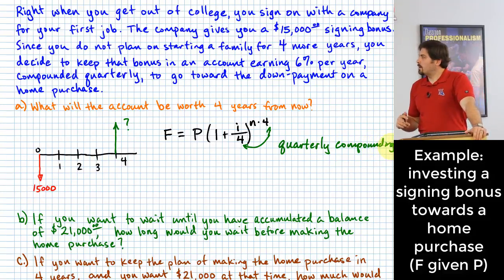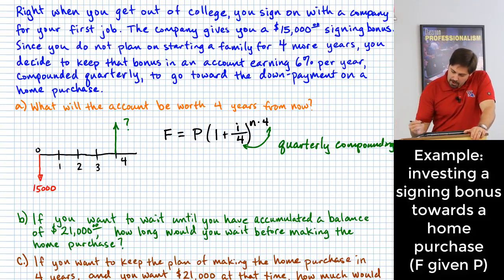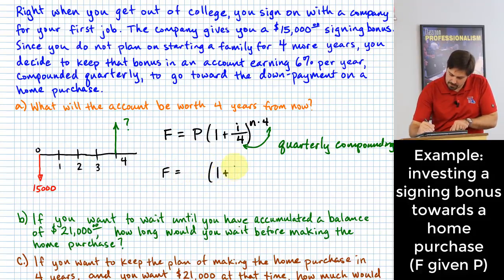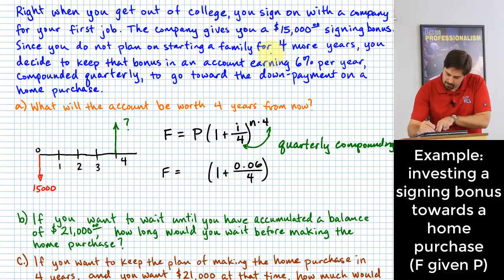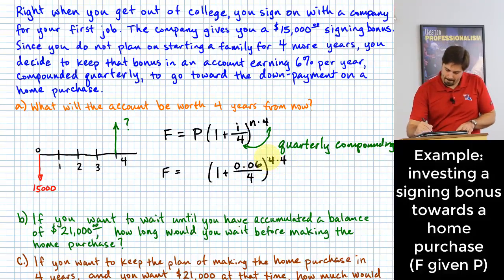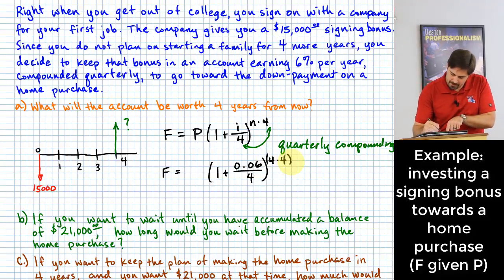Now let's put in our values. What do we know? The interest rate is 6%. The number of years is 4, so we have 4 times 4. And the principal amount was $15,000.